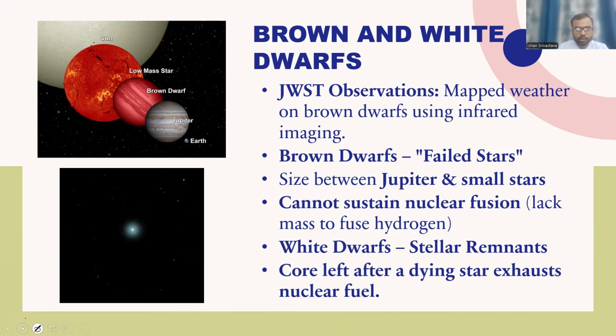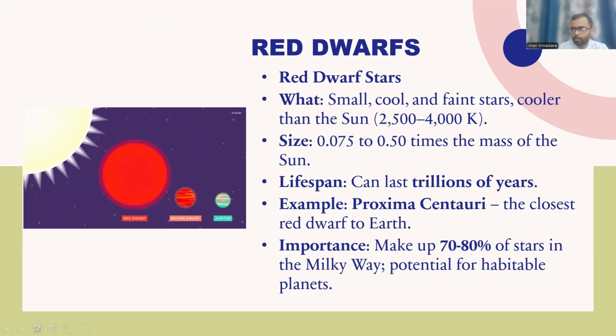Then there is also something called a red dwarf. Now, a red dwarf is a very common type of star in terms of the numbers. You look at it, it's a small, cool, faint star, and it's a bit cooler than the sun. And you look at the mass of it. The mass is around 0.5, about half the mass of the sun, and it can last trillions of years. The most important example of a red dwarf is Proxima Centauri, which is the closest red dwarf to Earth.